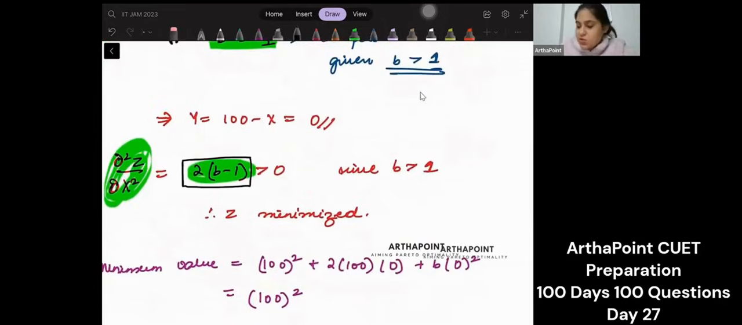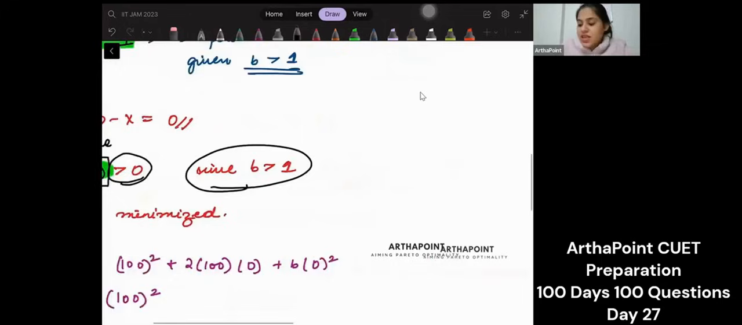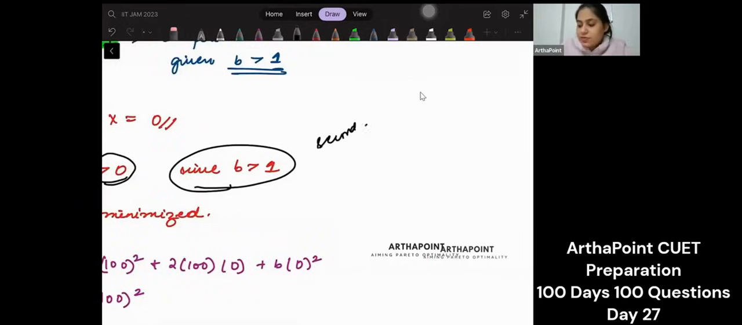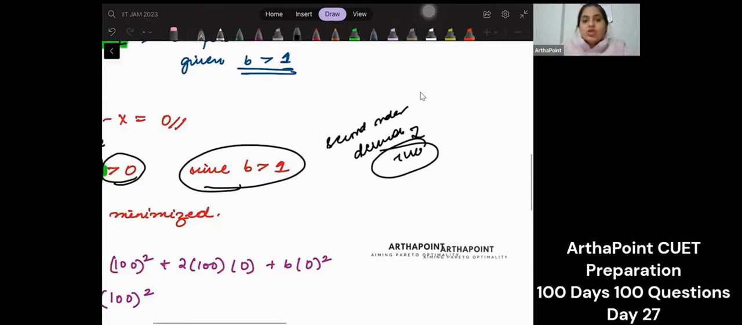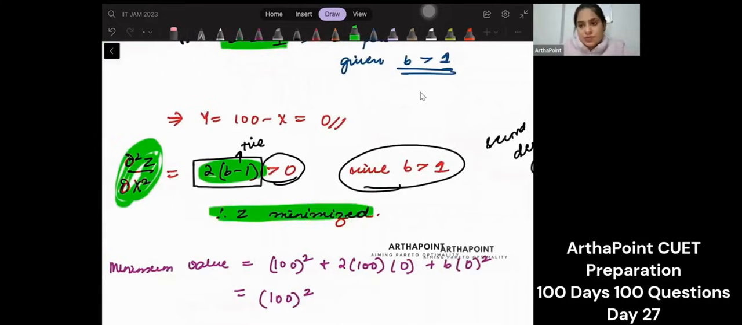The question tells you that b is greater than 1. So which means this will be positive. That means this entire thing will be positive. So when your second order derivative is positive, what have you done? You have minimized your function. So what do we see? We see that the function has been minimized.